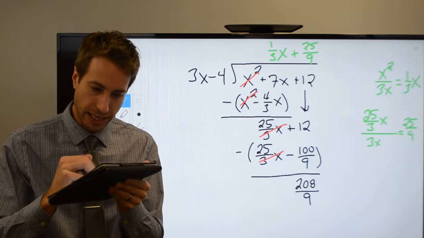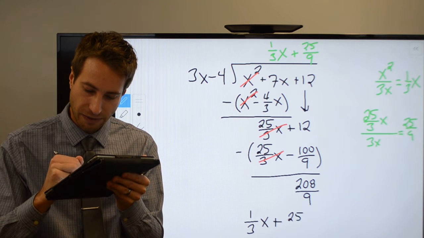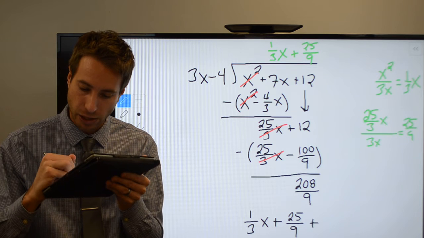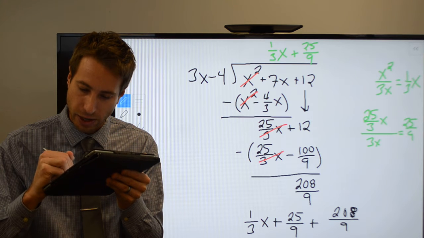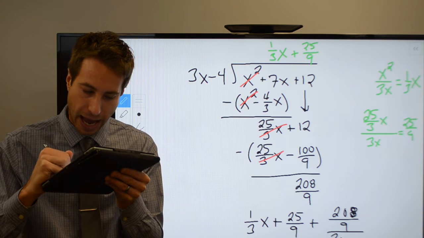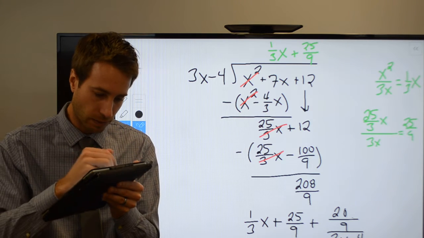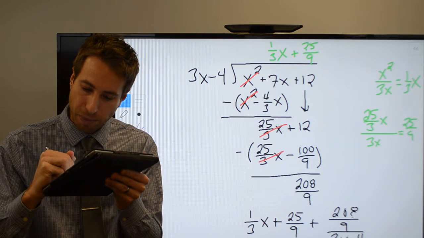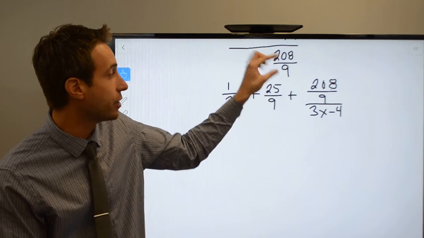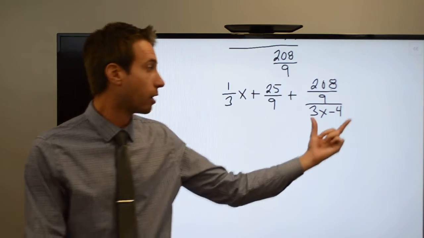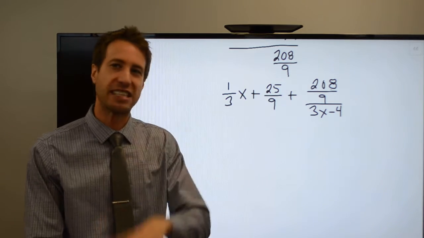My quotient is 1/3 x plus 25/9 plus 208/9. Sorry, that's a weird 8. 208/9, all over 3x minus 4. Sorry, let me fix my 8. You guys should remember from the previous chapter that the way that this works is we write our remainder over our original divisor.